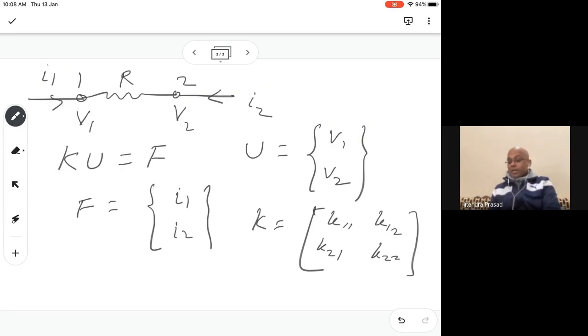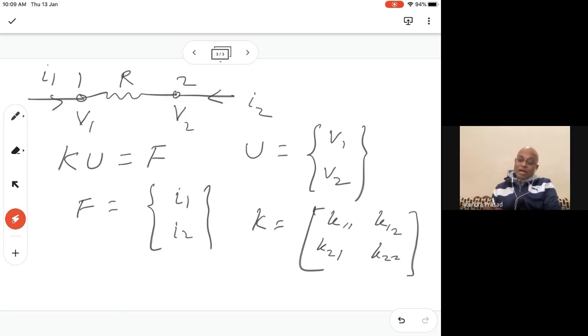Right? Okay. Now we have to find out the value of K11. And how will you find out? You can do it like this. K11 is when you fix node 2 and apply a unit displacement, and measure the force. The force which is measured will be the stiffness, K11.